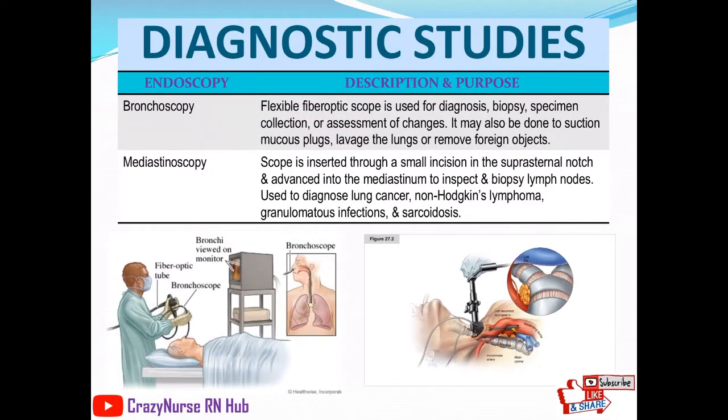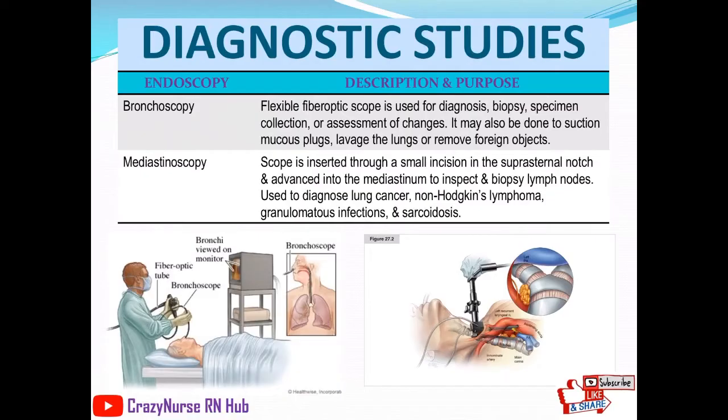Next, we have your endoscopy. First is bronchoscopy. Flexible fiber optic scope is used for diagnosis, biopsy, specimen collection, or assessment of changes. It may also be done to suction mucous plugs, lavage the lungs, or remove foreign objects.